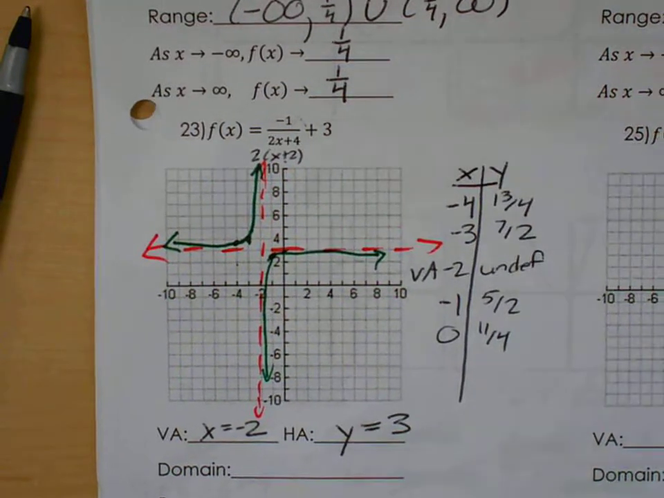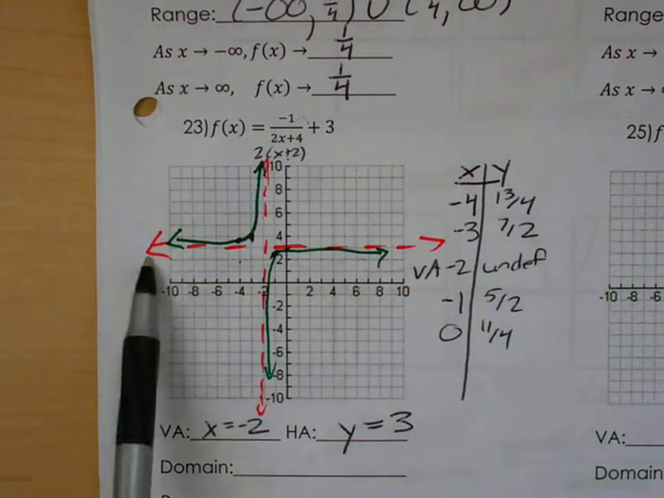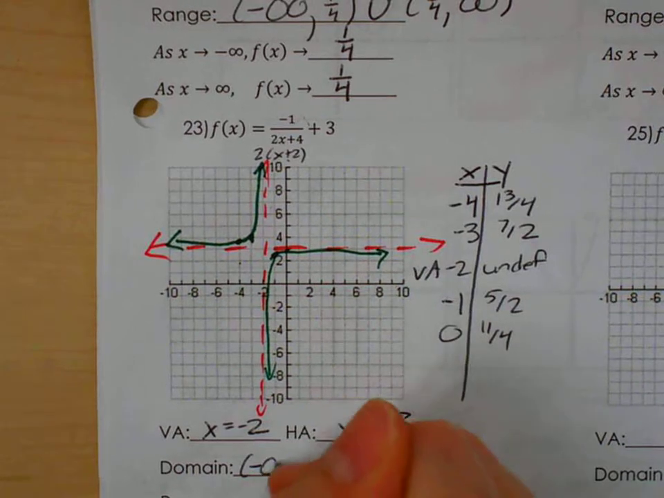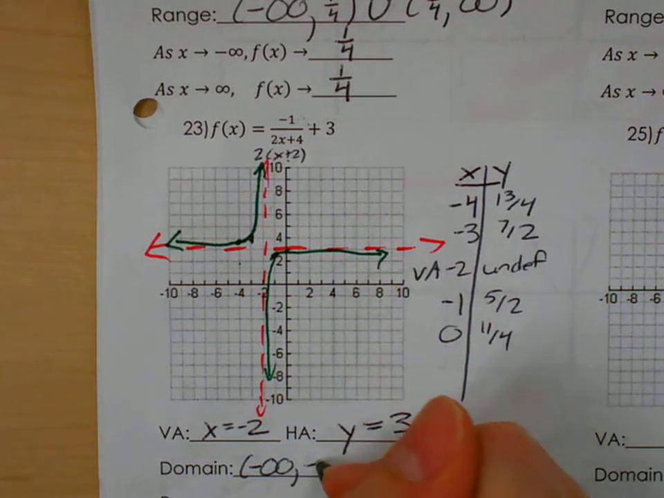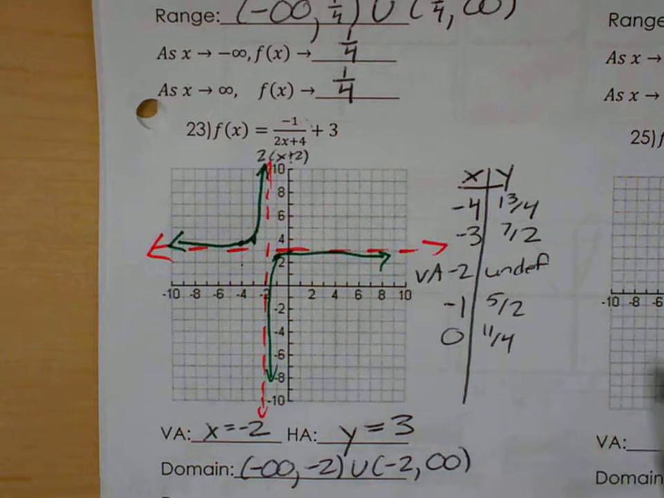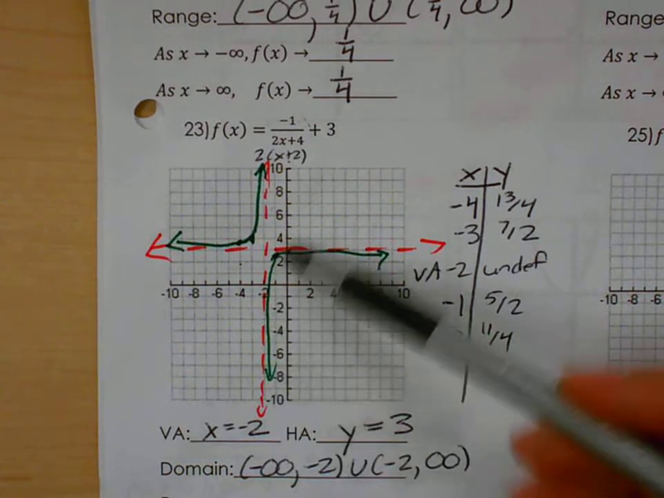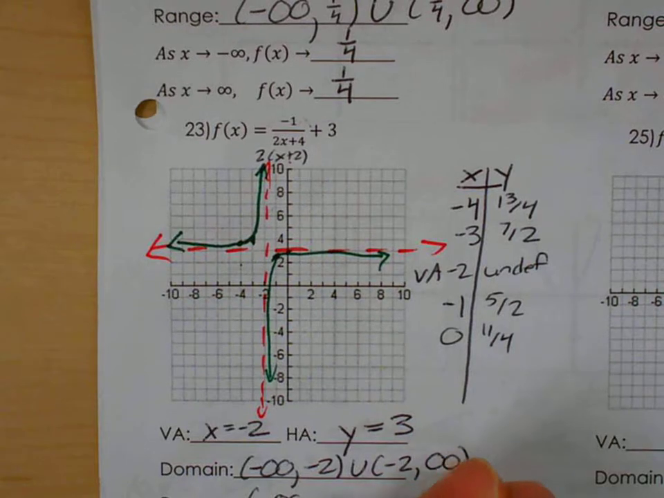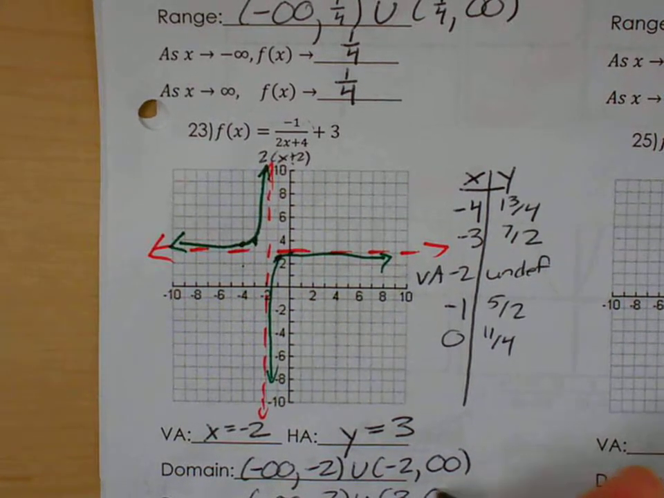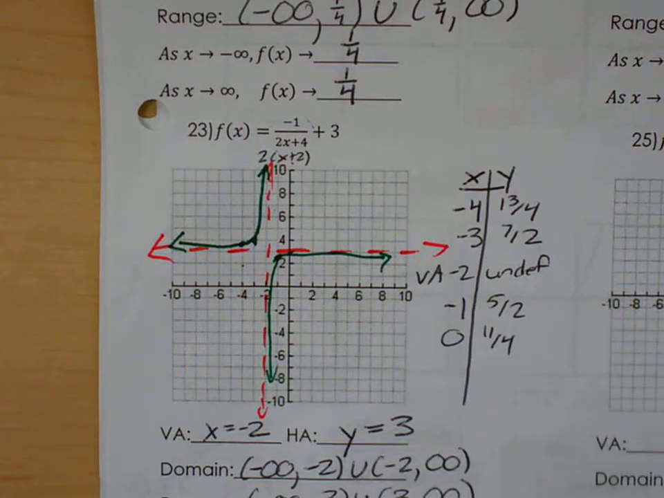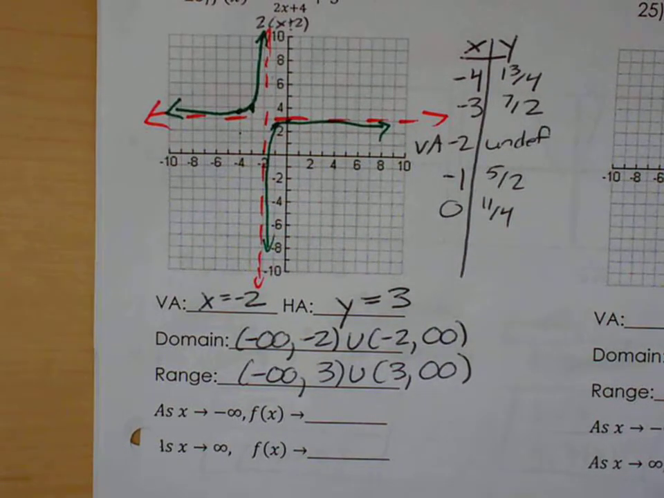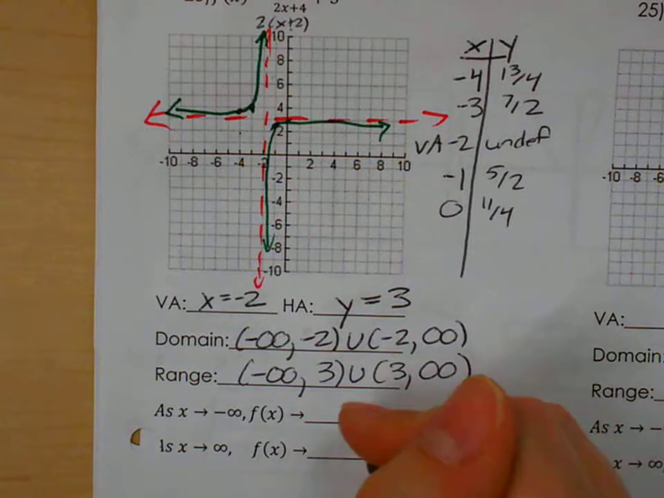So now my domain. If I start from left to right, I start going, I stop here. So I'm starting at negative infinity, I stop at the vertical asymptote. Then I start back up at the vertical asymptote and go to infinity. My range, I start from down here, from negative infinity, I stop at the horizontal asymptote. Then I continue on with the horizontal asymptote to infinity. And my end behavior, in both directions, it approaches the horizontal asymptote, which is 3.